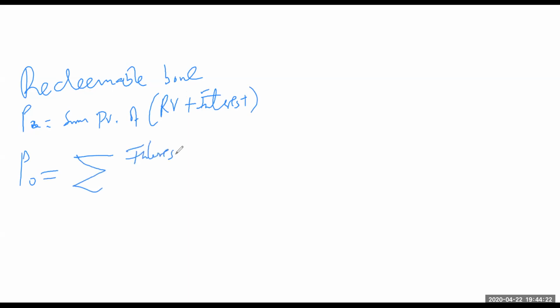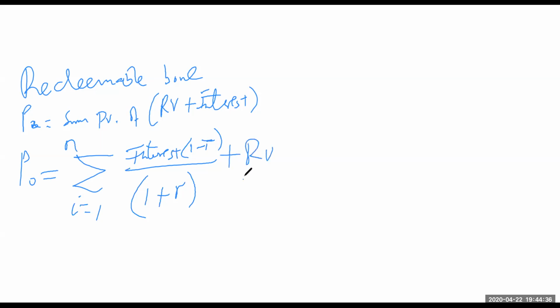Therefore, it is equal to the sum of the present value of the interest. If there's tax, you need to tax it. From the first year, I is equal to 1, all the way until the time of redemption, plus the present value of the redemption value.